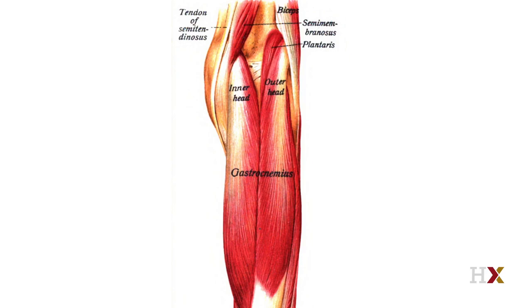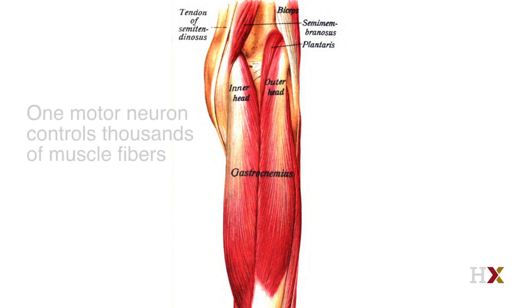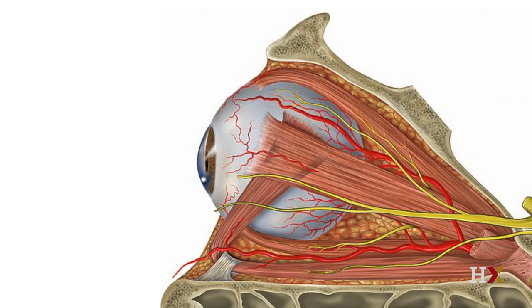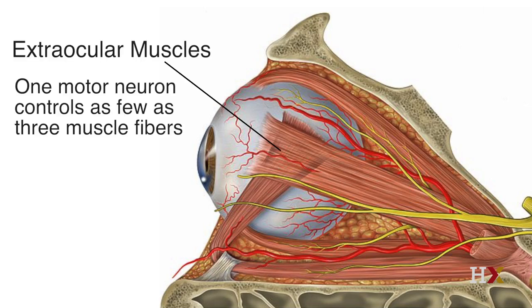This is how different lower motor neurons are able to generate different levels of force. Motor neurons projecting to the gastrocnemius muscle in the back of the lower leg, for instance, innervate thousands of muscle fibers. As a result, a single impulse sent to the gastrocnemius muscle can generate quite a bit of force. For comparison, on the other end of the spectrum, motor neurons projecting to the muscles controlling the fine movement of the eye, the extraocular muscles, synapse on as few as 3 muscle fibers.